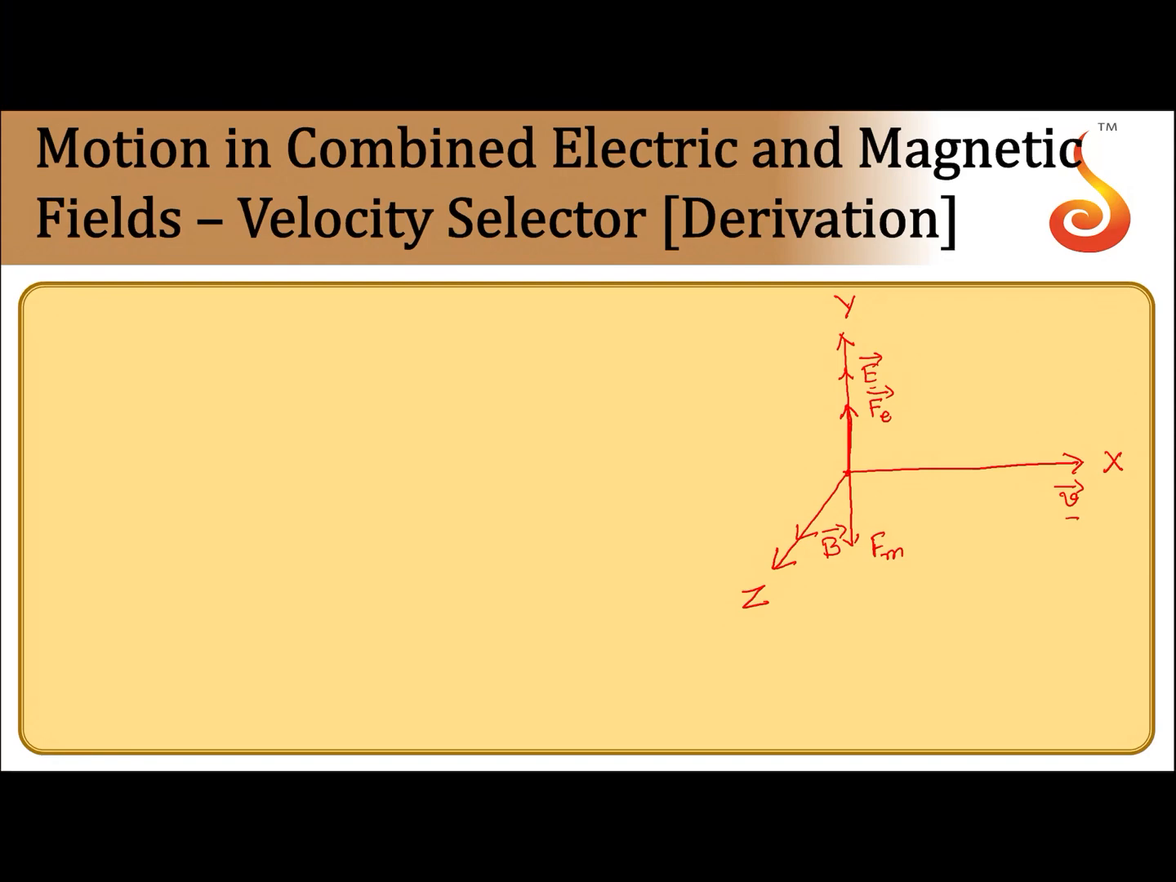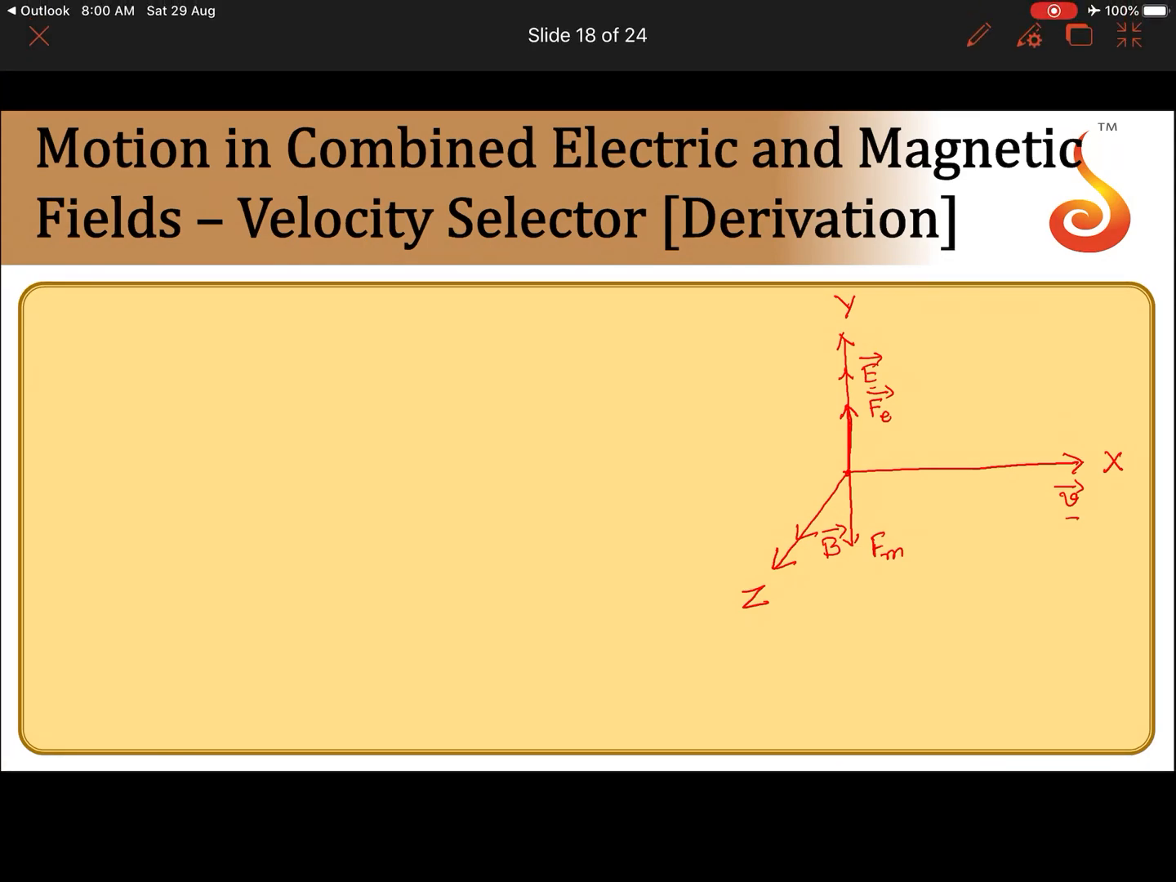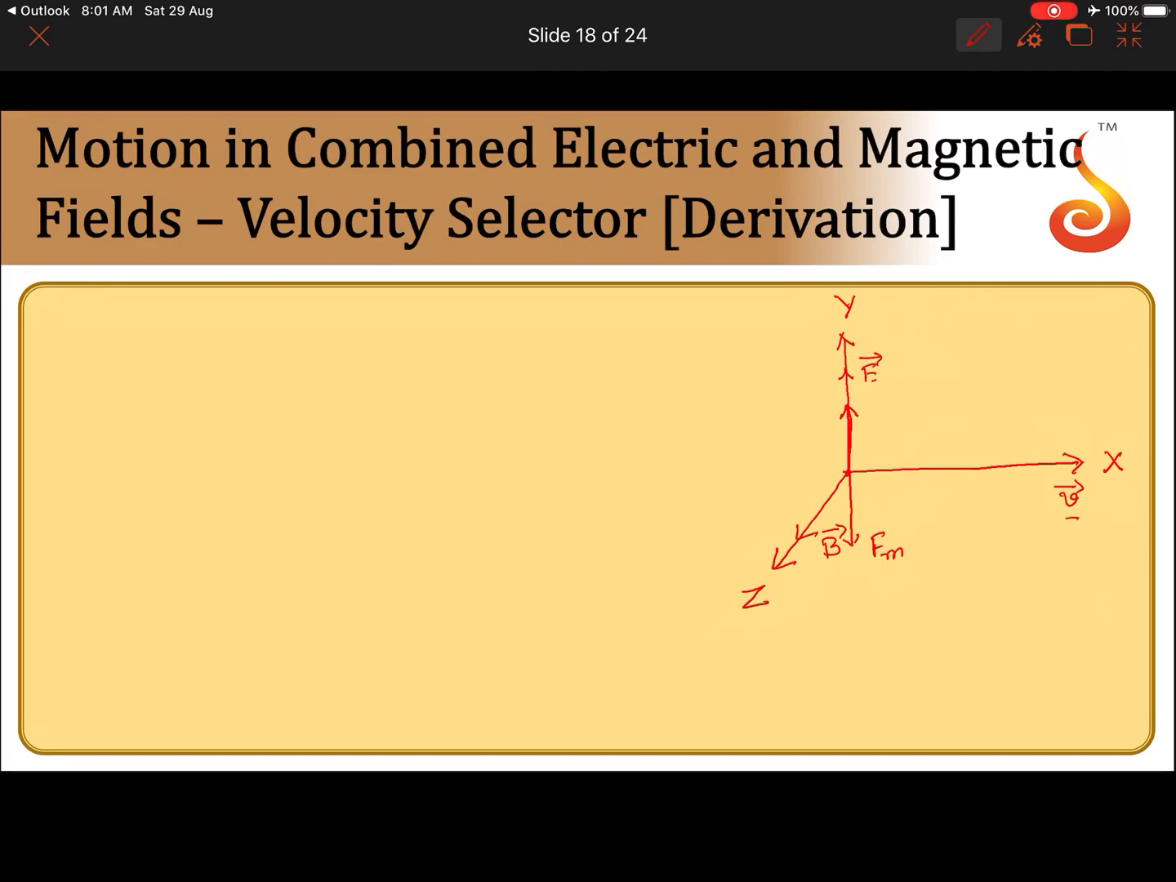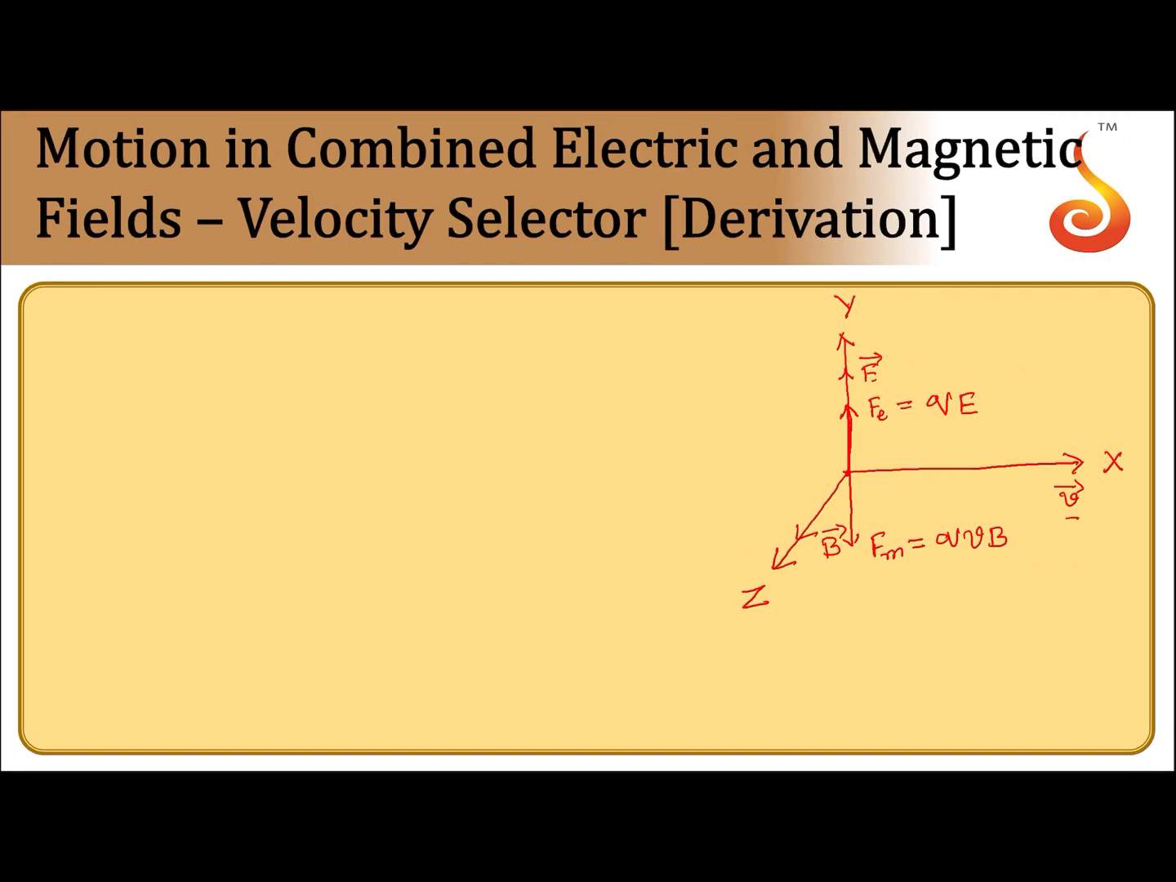So if I just take the magnitudes of this, then I can omit the directions. This is like a free body diagram, so we'll just take the magnitudes. So this Fe is QE, charge into electric field. Magnetic force is QVB, where V is the speed of the particle. Now suppose the values of electric field and magnetic field are adjusted such that they will be equal. So values of E and B are adjusted.